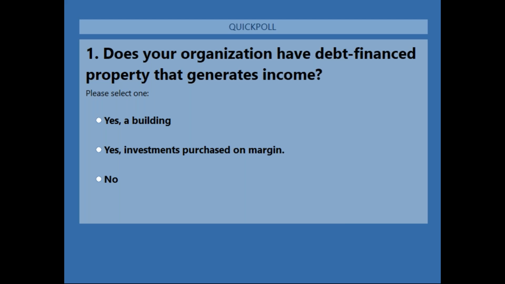Next question is, do the exclusions override the debt financed rules, such as rental income from the parking lot of the church? So that's a good question, and actually we're going to talk a little bit more about rental activities later, so I will save the question for that.